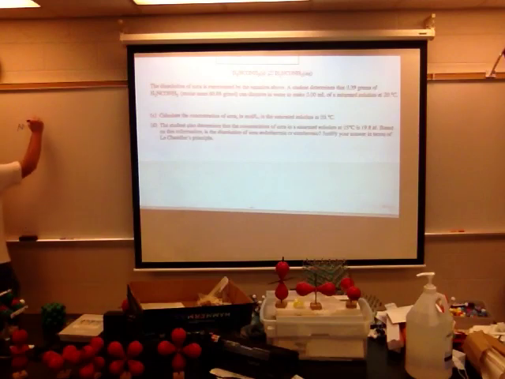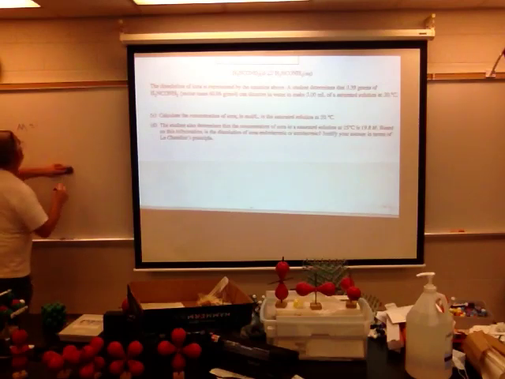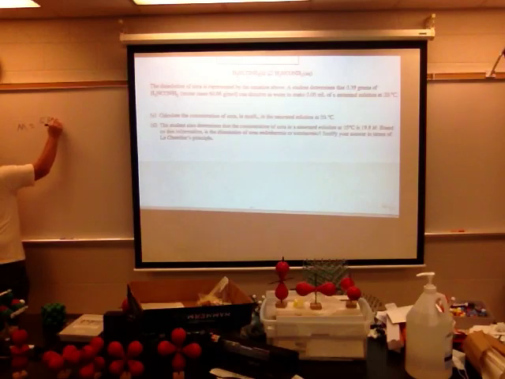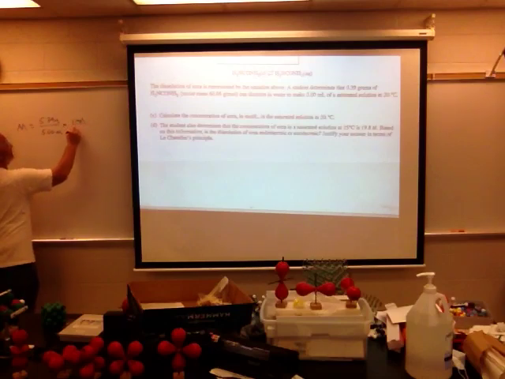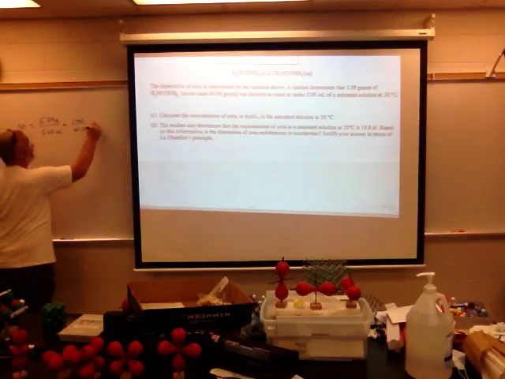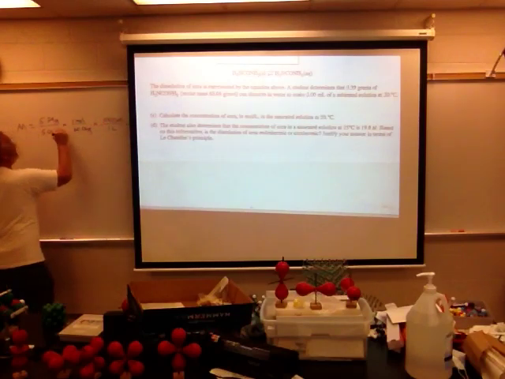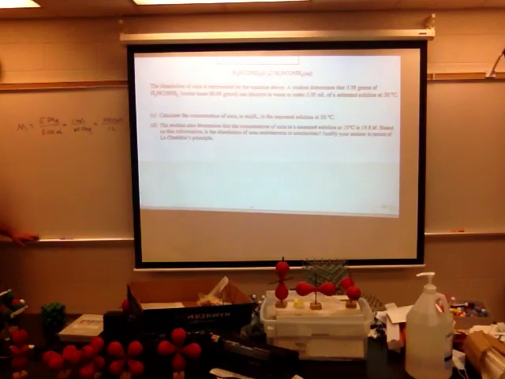5.39 grams over 5 milliliters. Oh, you're going to do it that way, okay. 5.39 grams over 5, is it 0.00? Times 1 mole over 60.06 grams. Okay, that's going to give me moles per milliliter, times 1,000 milliliters, and that's going to give me moles per liter, which is molarity. Okay?